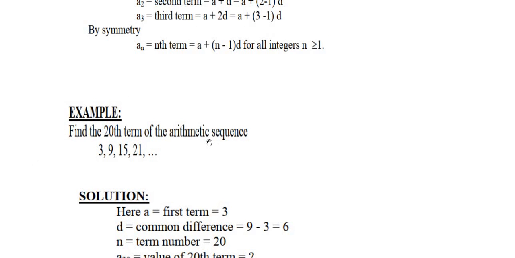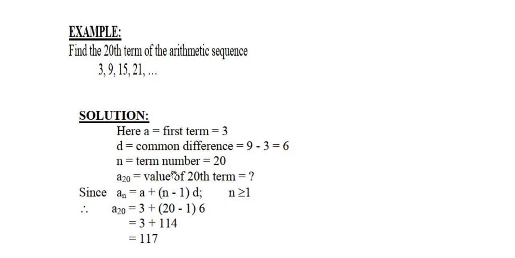Find the 20th term of the arithmetic sequence. It means the value of a1 is 3 here, and the common difference is 9 minus 3, that is 6. Common difference is 6, and we want to find the 20th term, meaning n is equal to 20, and we want to find a20. So when we put these values in the above formula, a20 is equal to 3 plus 20 minus 1 into 6, and the answer is 117. It means the 20th term of the above sequence will be 117.